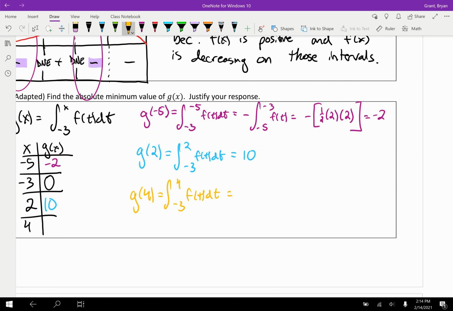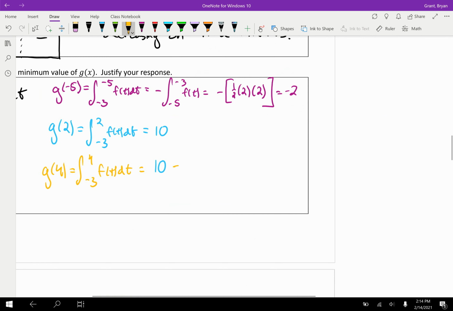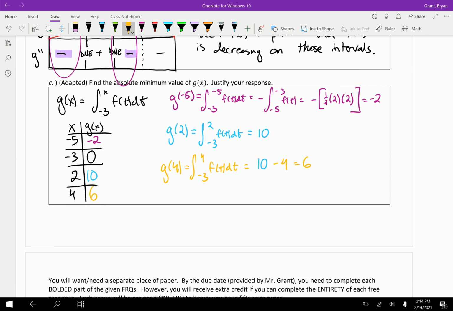Okay? And you would probably treat this as 2 different areas, and if you wanted, you could write it as this integral minus the one at the end. Let's just know that the area from -3 to 2 is 10, and then we have to subtract off the area at the very end, which we said is 4. And so we end up with an area of 6. Great. How do we finish?